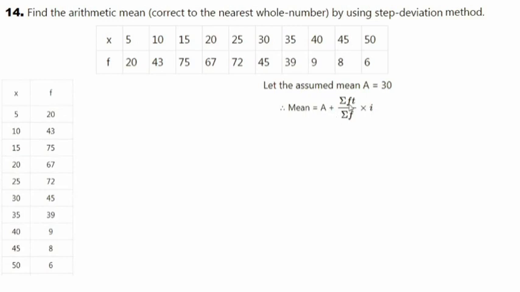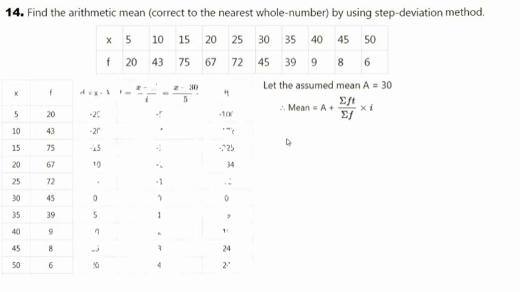Okay, so we need to calculate what is summation f, that is for sure. We'll calculate that later, but we need ft also, right? But before that, let's find what is our t. For t, what we need is, t is x minus a by I. So I'm calculating first x minus a, remember. So x is 5. What is a? A is 30. So 5 minus 30 is minus 25.